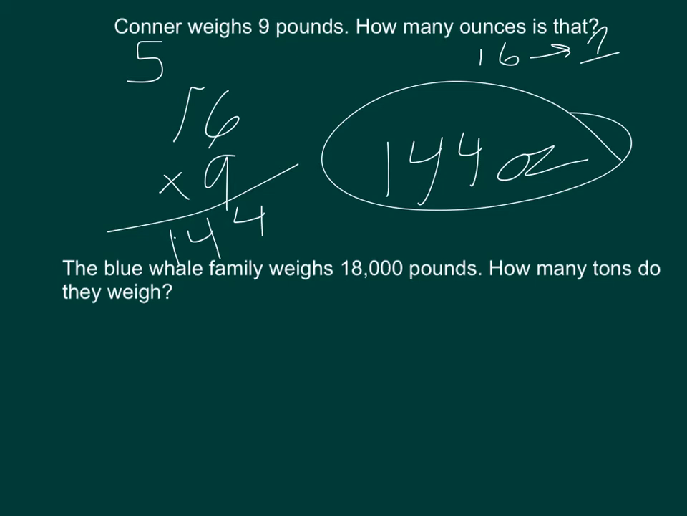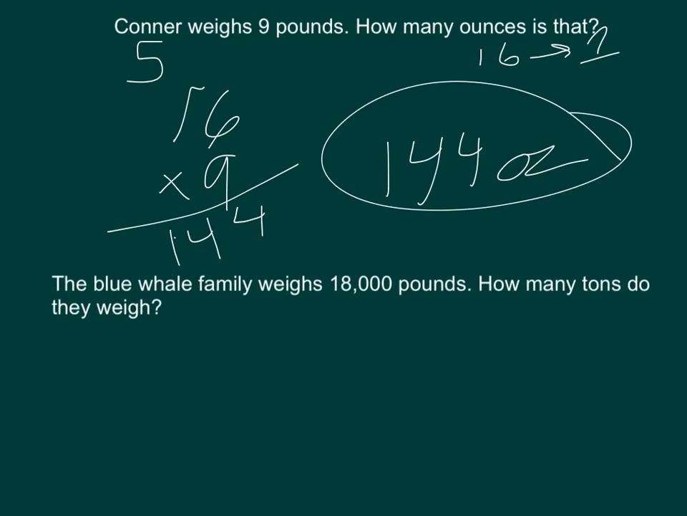So on to our next problem. It says that the blue whale family weighs 18,000 pounds, which is slightly more than Mr. B weighs. How many tons do they weigh? So I remember from the last slide that there were 2,000 pounds. LBS is the abbreviation for pounds. It actually comes from Latin. I know it looks nothing like pounds. So that would be 1 ton.